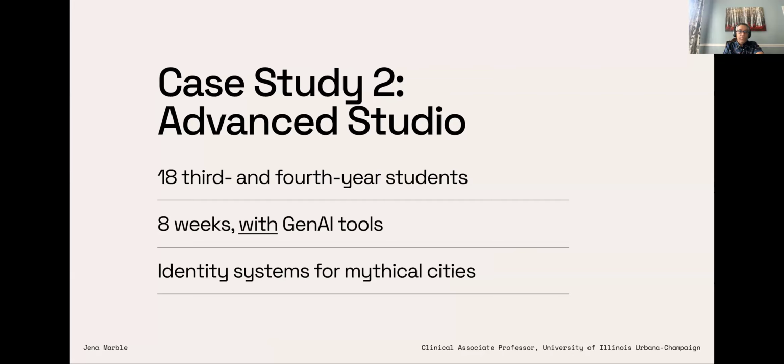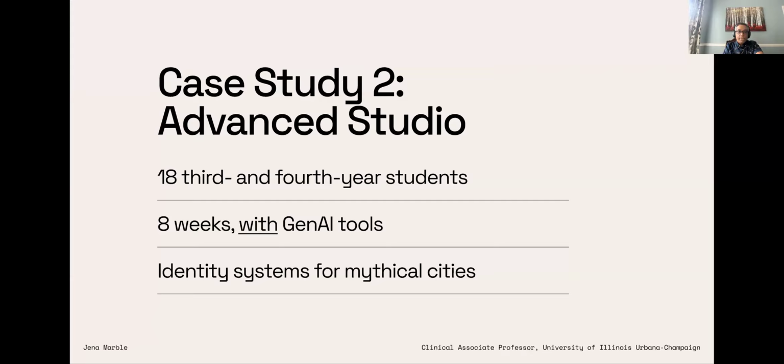And then what I want to show you now is that the same student was in one of my advanced classes. And this is when we introduced generative AI. So this again was 18. Now we have third and fourth year students. This was only an 8-week class, so we fit a lot into a small amount of time. But this was actually creating identity systems for mythical cities.